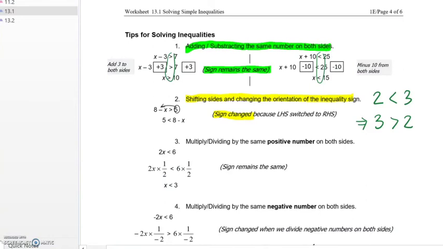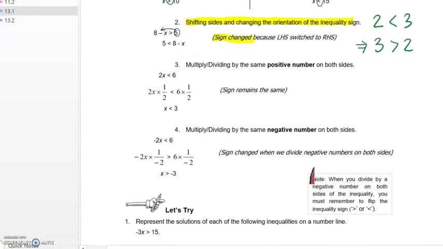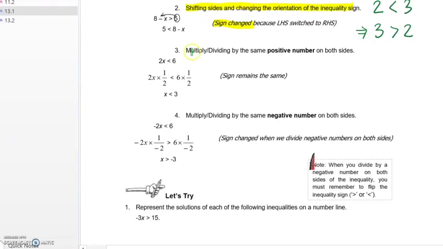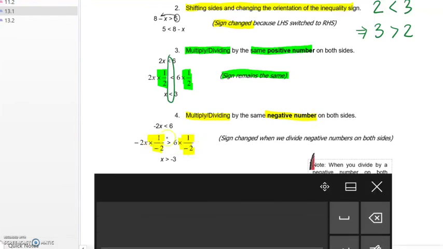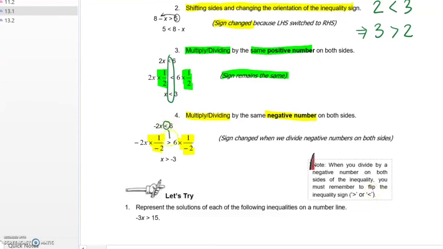Okay, so the next one, when we multiply or divide by the same positive number, take note, positive number, the sign remains the same. So here we multiply by half, and there is no change in the signs. Okay, when we multiply or divide by a negative number, then what you should notice is that the sign does change, right?